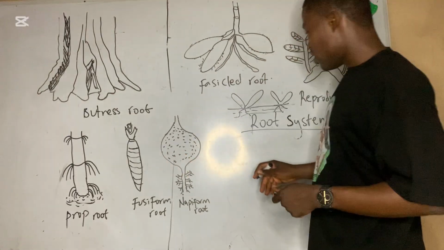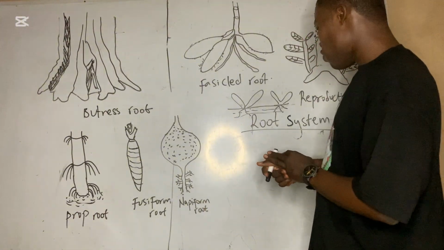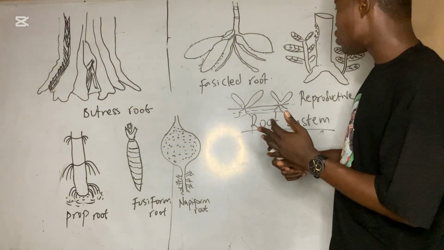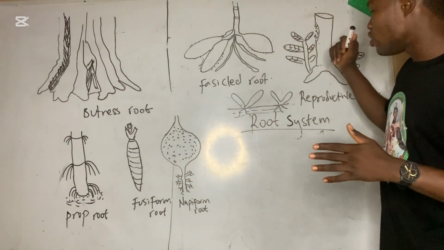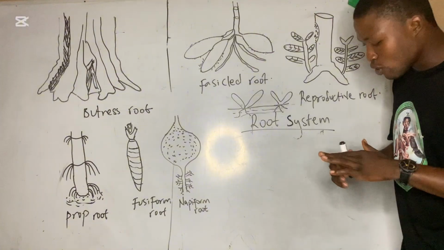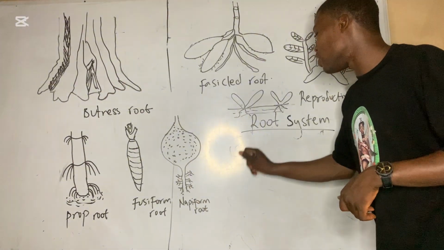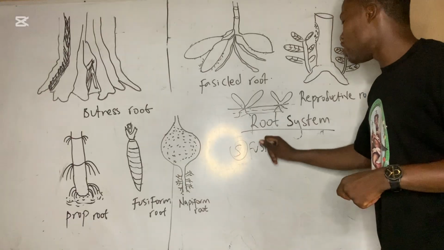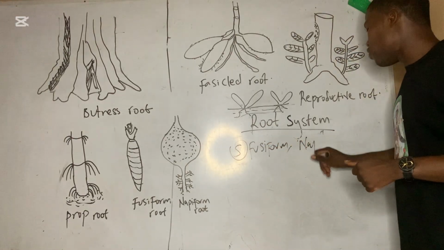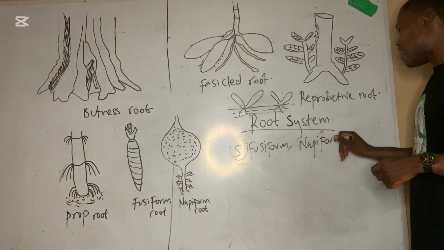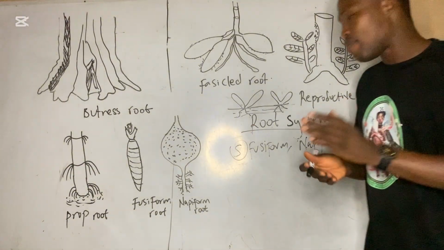So I think I've done four, I think. I've done buttress roots, five seed roots, four roots, water roots. The fifth, fusiform. Now you see why I classify them together. Just a small difference. Fusiform and napiform root. Now, what is a fusiform? What is a napiform root?